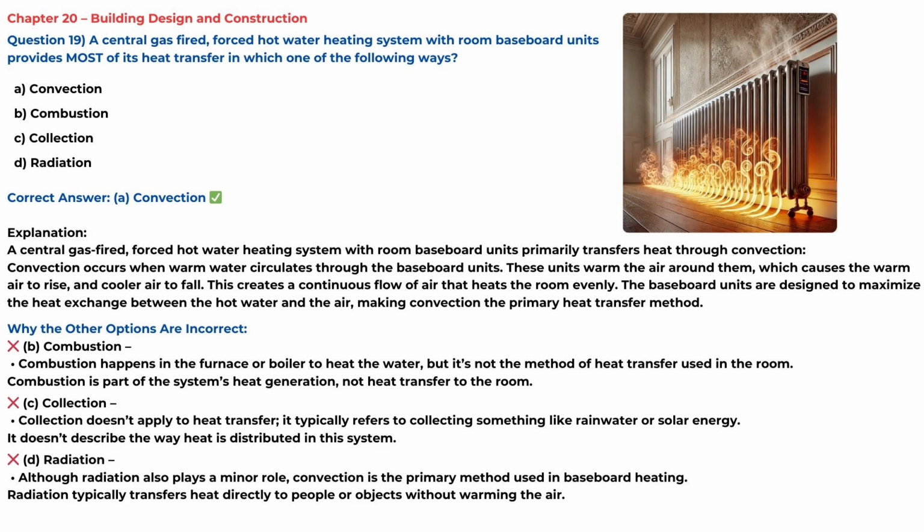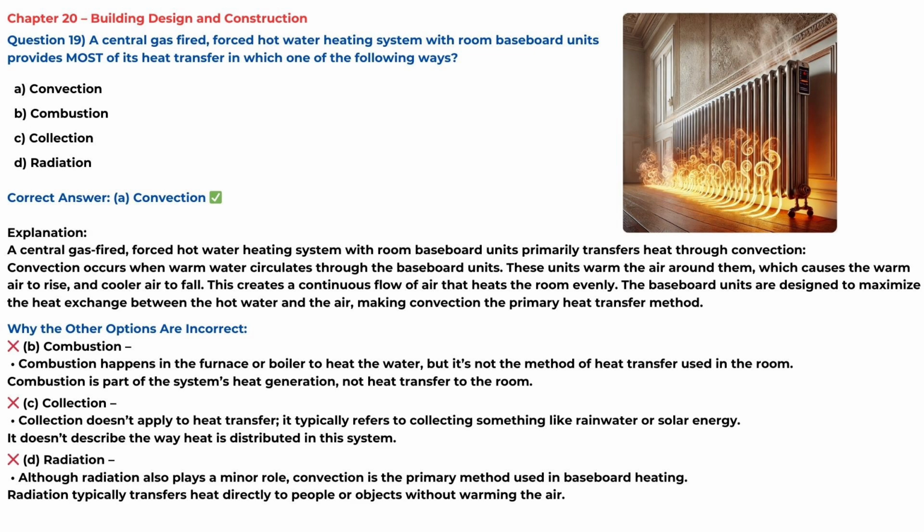These units warm the air around them, which causes the warm air to rise and cooler air to fall. This creates a continuous flow of air that heats the room evenly. The baseboard units are designed to maximize the heat exchange between the hot water and the air, making convection the primary heat transfer method. Why the other options are incorrect.